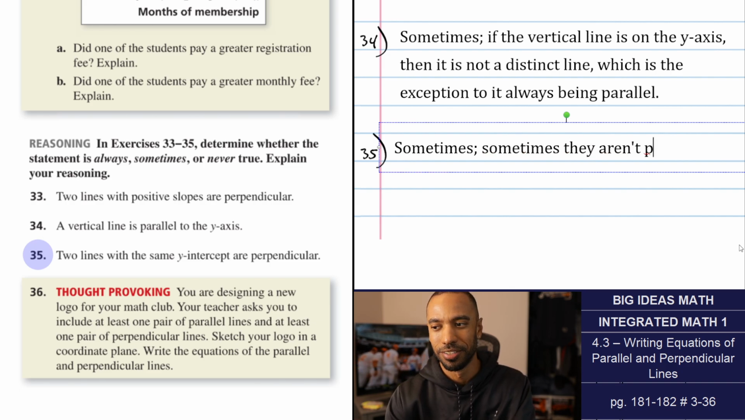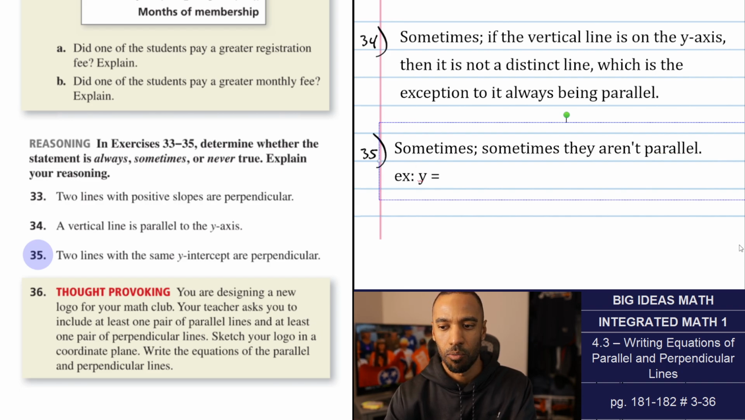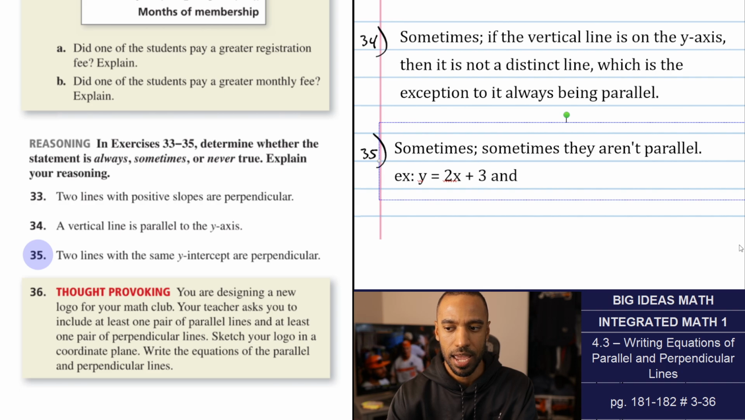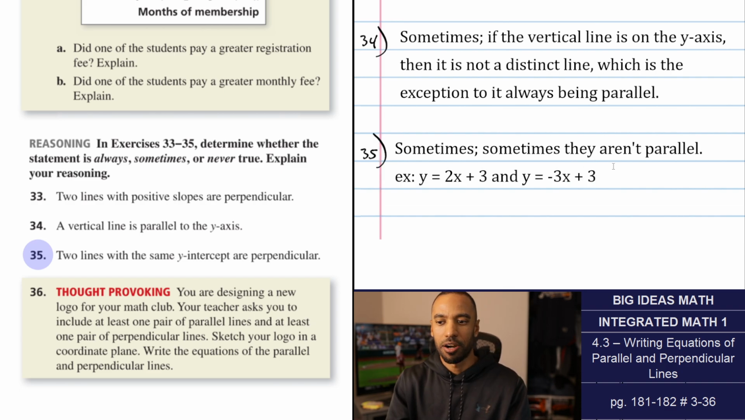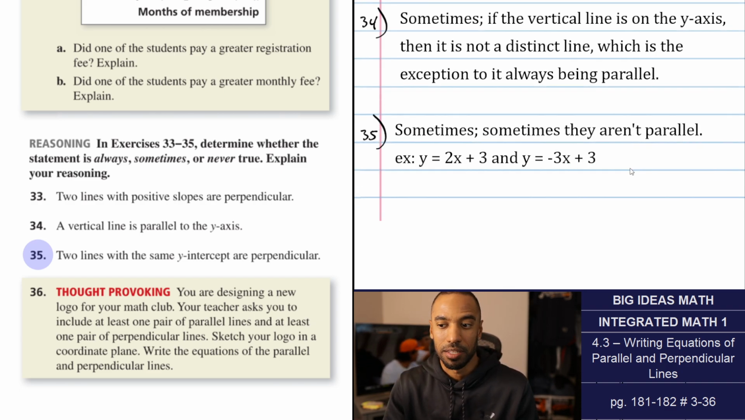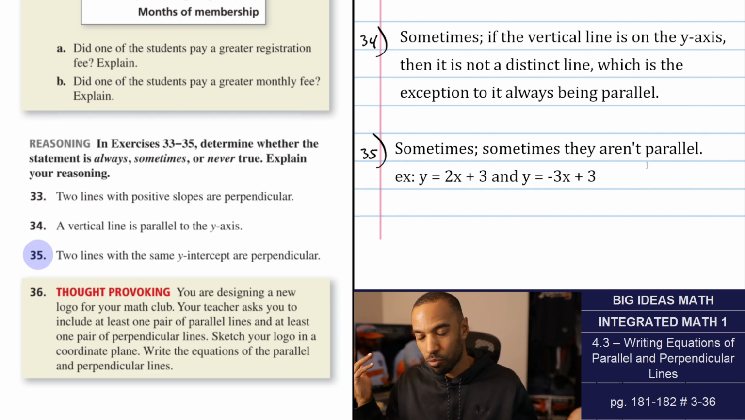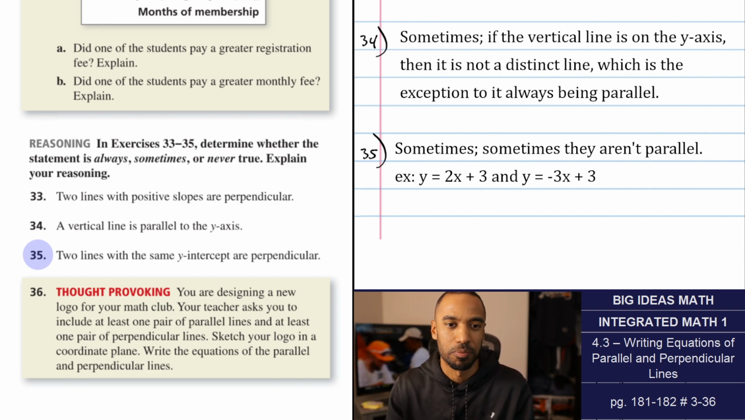Sometimes they aren't perpendicular. For example, y equals 2x plus 3, and I need the same y-intercept, y equals negative 3x plus 3. Okay, they share the same y-intercept. They're not perpendicular. Or they could be. It could be y equals 2x plus 3 and y equals negative 1/2 x plus 3. So sometimes yes, sometimes no.